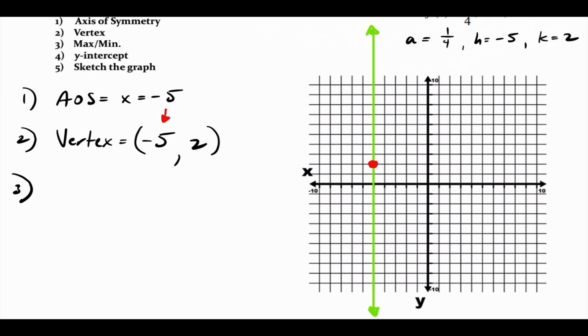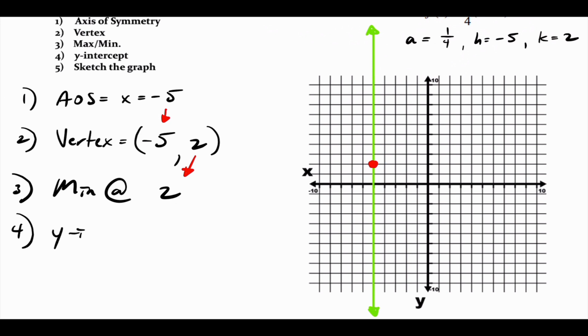Is that dot going to be a maximum or is it going to be a minimum? It's going to be on the bottom, right? Because 1/4 is positive. So it's going to be a minimum at positive 2. Arrows are going to be going up.